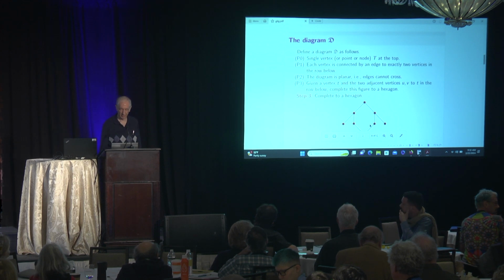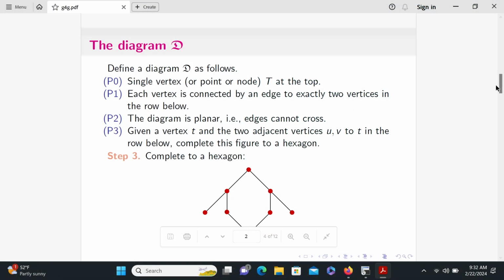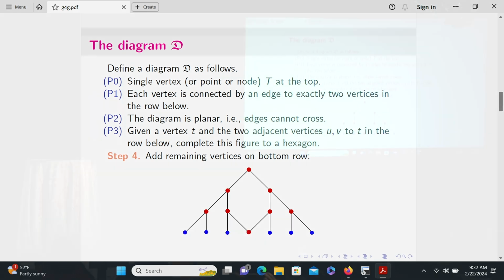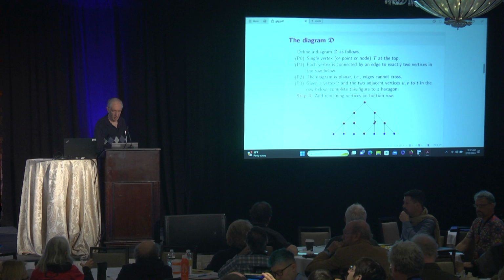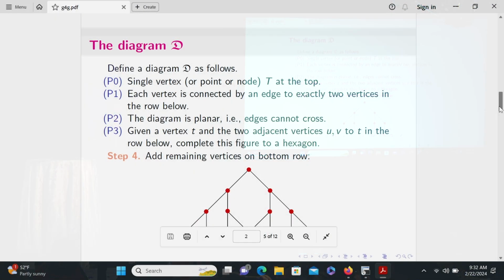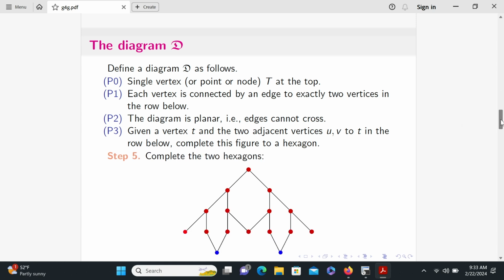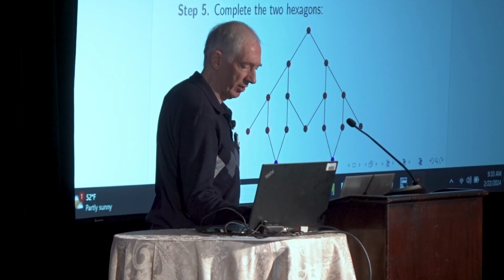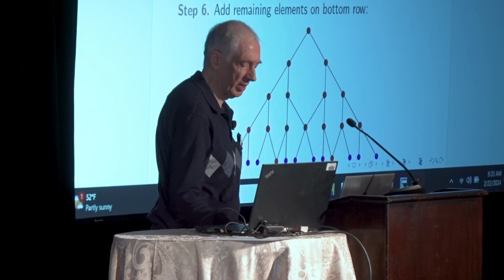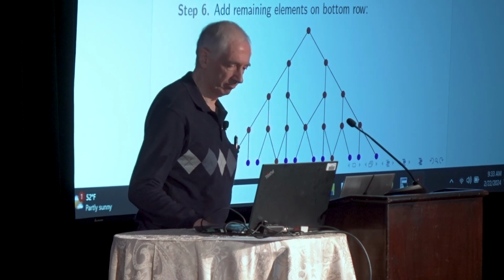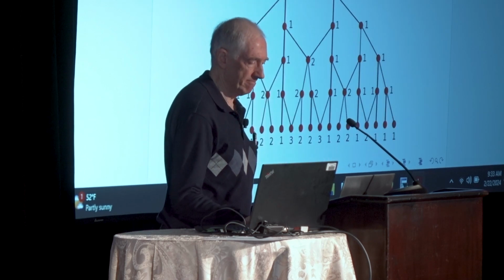So we do that like this. Then we fill in the rest of this level by putting the remaining vertices so that there's exactly two below each of the vertices on the second level. We start at level 0, 1, 2. Now we see that we can complete two of these figures to hexagons. So we would get this, and then we complete by adding new vertices so that there's two below each vertex on level 3, like this, and continue. So this gives us diagram D.